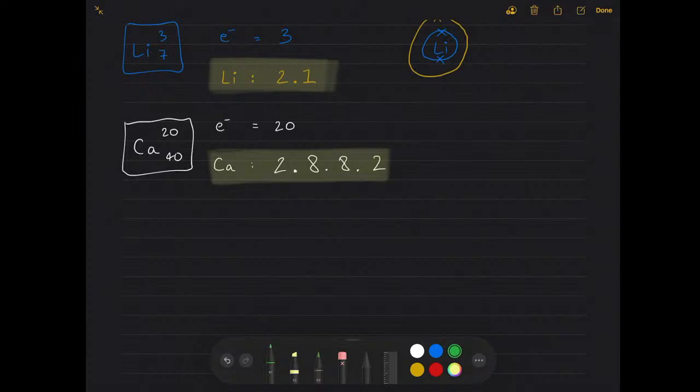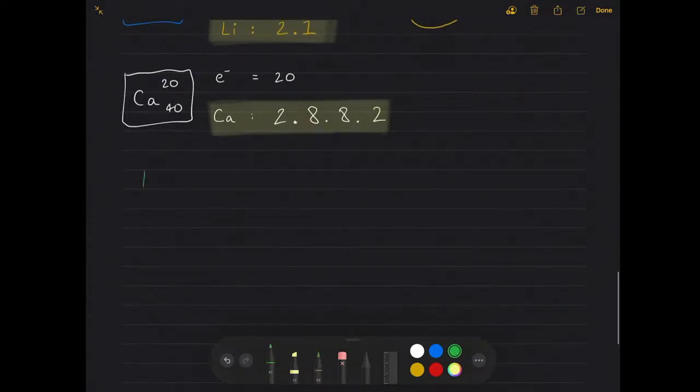We'll do one last one together, which will be fluorine, 9 and 19. Total number of electrons are 9. And 2 on the inside, which leaves us with 7 on the outside.